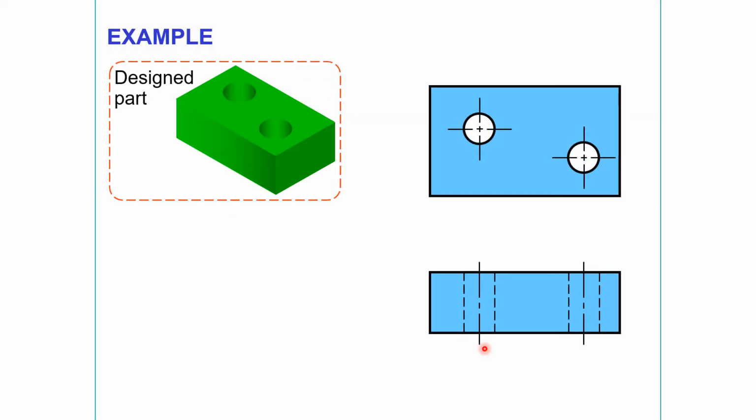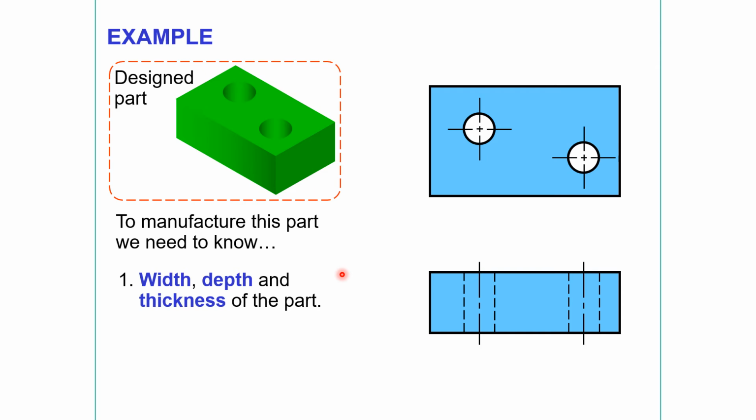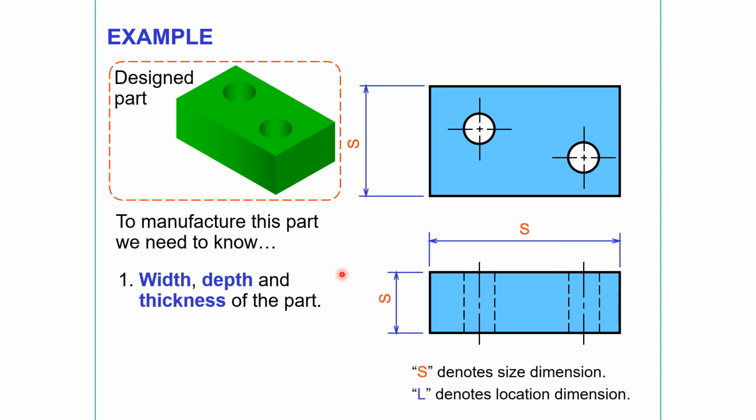Example, design part. Here is a top view, here is a front view. So to manufacture this part, we need to know the size, location, etc. Width, depth, and thickness of the part, like here. S denotes size dimensions, L denotes location dimensions.